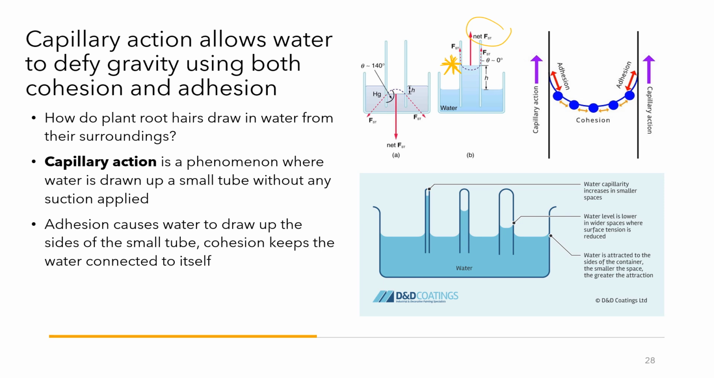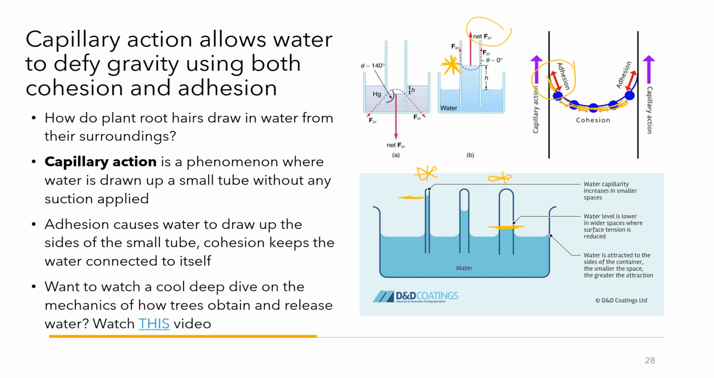But we can see here in this graphic that the adhesion is drawing the water up on the side, and the cohesion is keeping all the water molecules together in the middle. We can see here that the smallest capillary tubes allow the water to be drawn up the highest. Larger tubes, the water can only be drawn up a little bit compared to the smaller one.